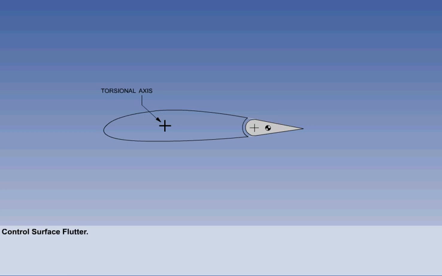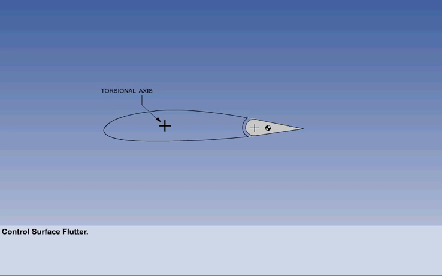Control surface flutter can affect the ailerons, the elevator and the rudder. Of the three, we will consider aileron flutter, being perhaps the easiest to visualize. The movements shown are deliberately exaggerated for clarity.